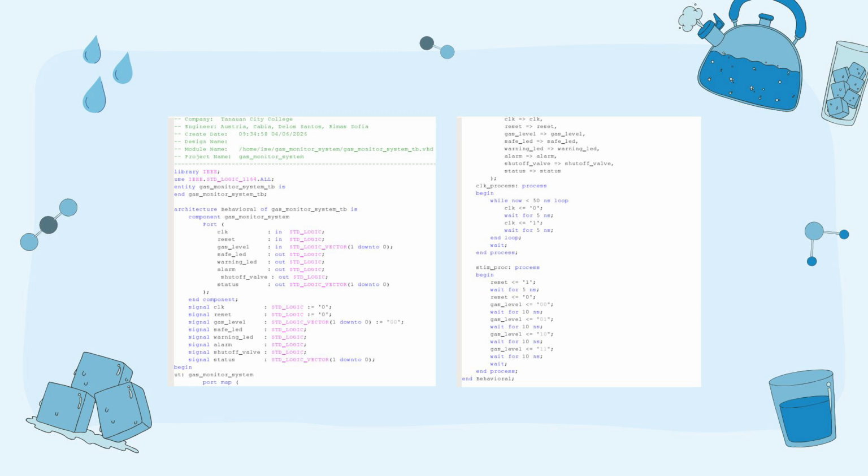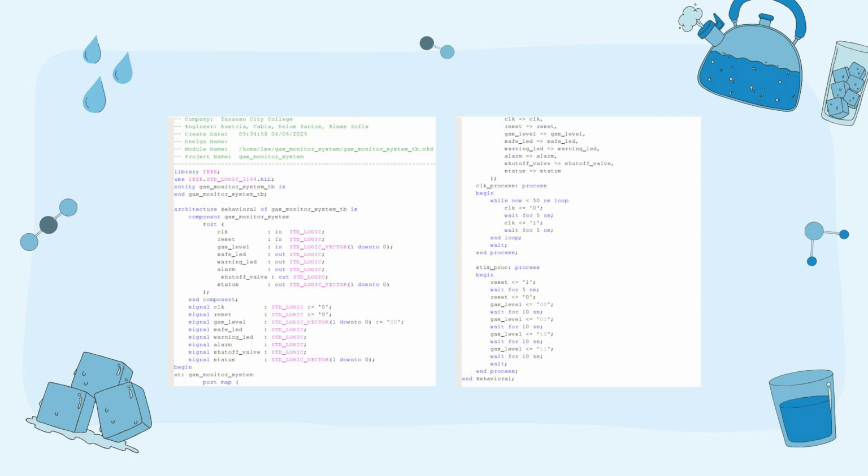The VHDL code represents the behavioral design of the gas monitoring system. It defines how the system responds to different input conditions using sequential logic. The entity gas_monitor_system declares the input and output ports of the system. The inputs include the clock signal CLK, reset signal reset, and a 2-bit gas level signal gas_level. The outputs include safe_LED, warning_LED, alarm, shutoff_valve, and a 2-bit status signal.